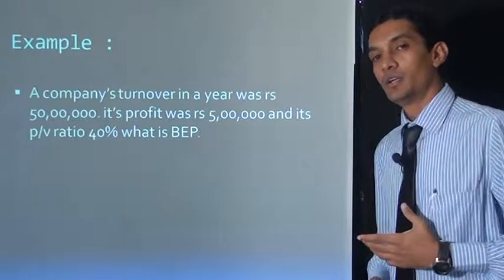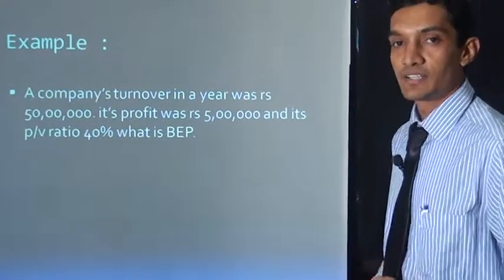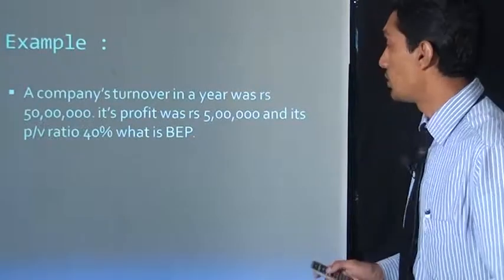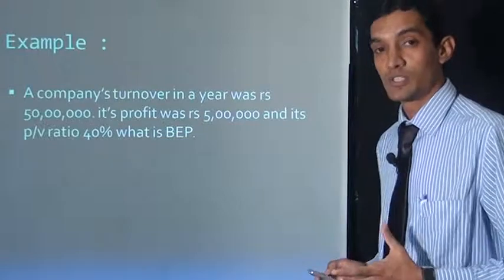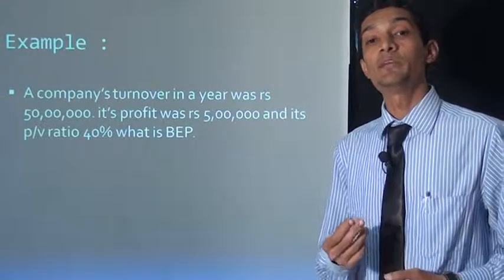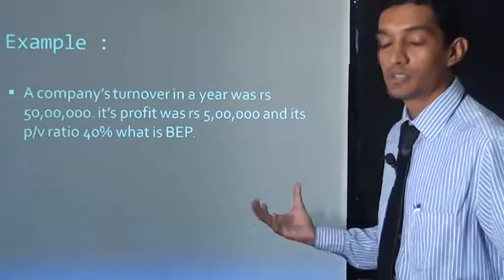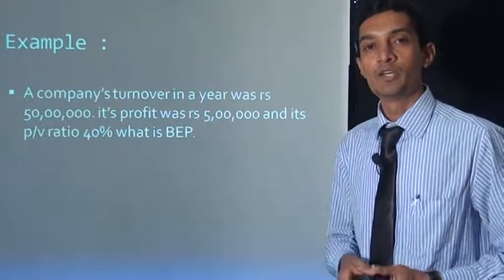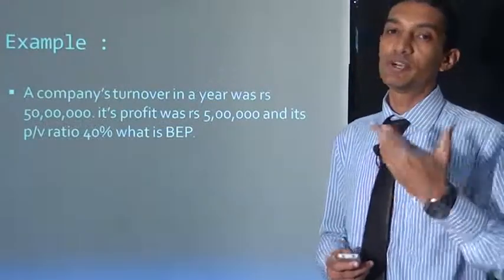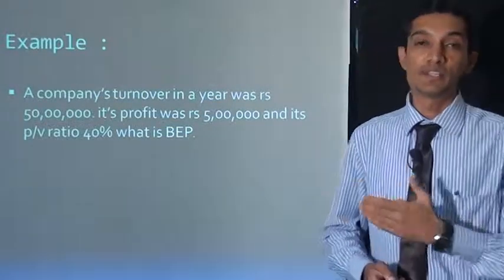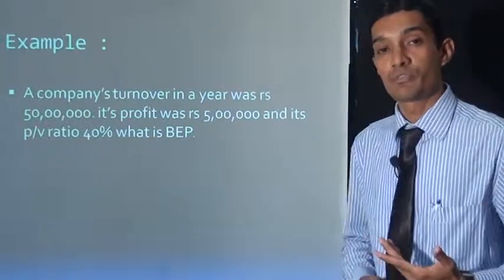What is the BEP? In this sum, first understand that there is no variable cost given and also no fixed cost given. The PV ratio is given in percentage, and using the PV ratio you can calculate BEP. But first you need the fixed cost, and in this situation there is no fixed cost, so how do we first find the fixed cost?